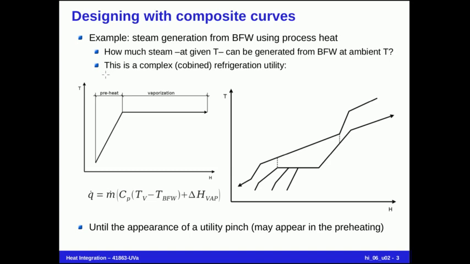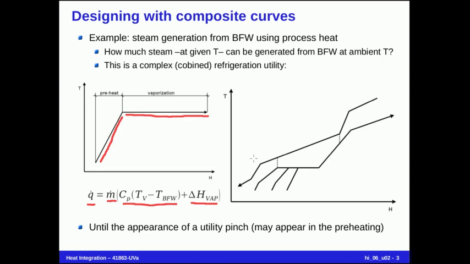This is a more complicated case because this is a combined utility. You have two chunks, two parts of this utility: the preheating from boiler feed water to saturated liquid and the vaporization. Both parts are linked by the mass flow rate you want to generate. This is the sensible part, the sensible enthalpy flow, and the vaporization enthalpy flow. Both parts give us the total enthalpy flow we get from the process.